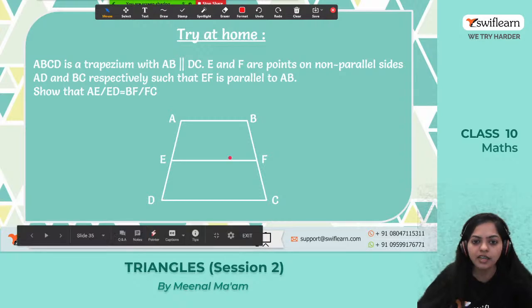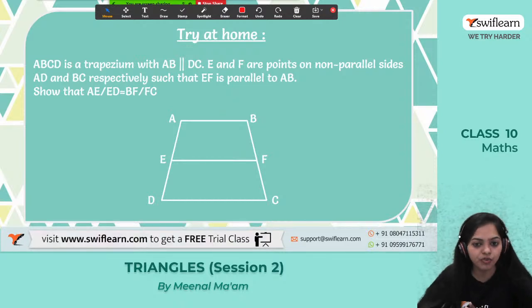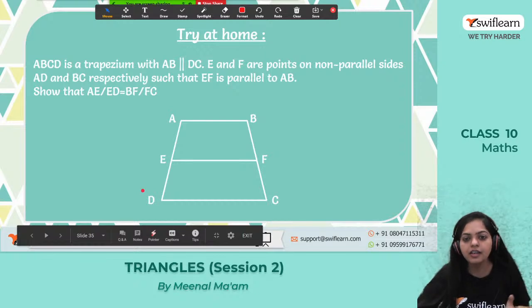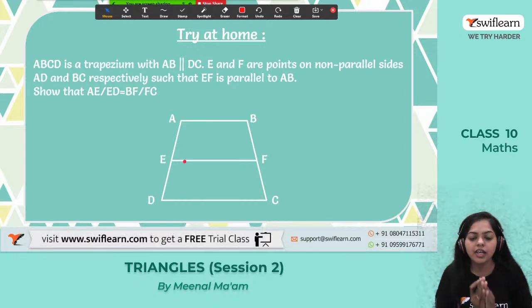I think now everyone will be able to solve this question. You have to try this question at home. This is your homework. In the next class we will discuss this question and move forward with the three criteria in detail. And next we are going to discuss congruency of triangles in the next session.